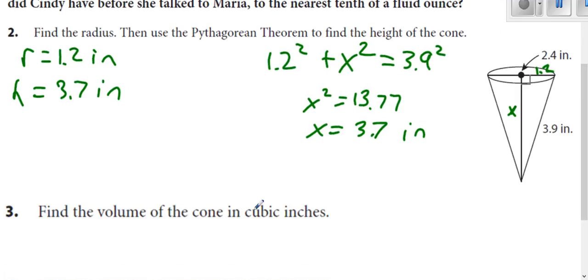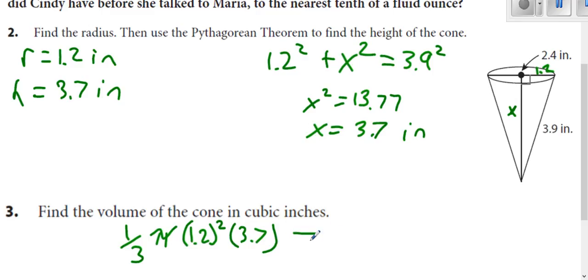So it says now find the volume of the cone in cubic inches. So volume of a cone is 1/3 area of the base, so pi r squared, times the height. Use 3.14 for pi. Don't forget to divide by 3. So about 5.577.